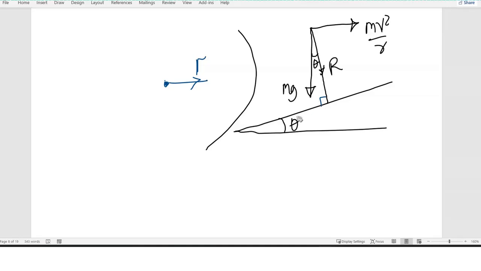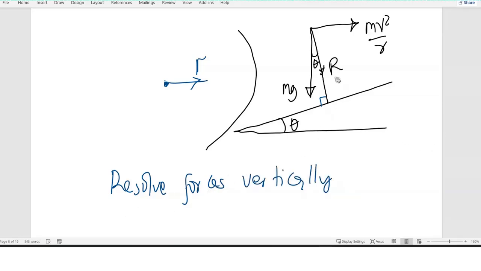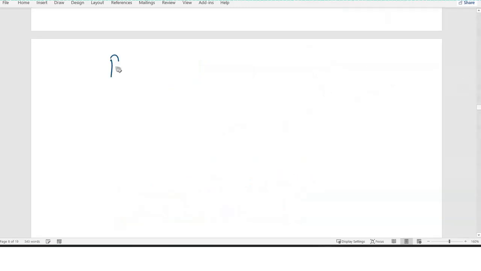Now, if I resolve forces vertically, then R cos theta equals mg, that is equation 1. Then, resolving horizontally, R sin theta equals mv squared over r, that is equation 2.